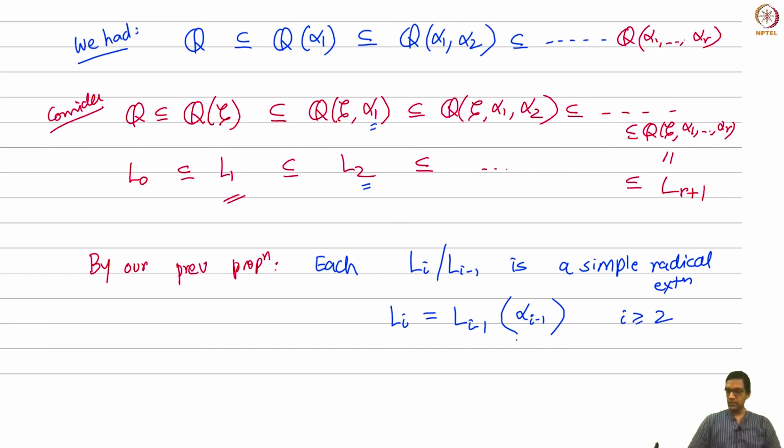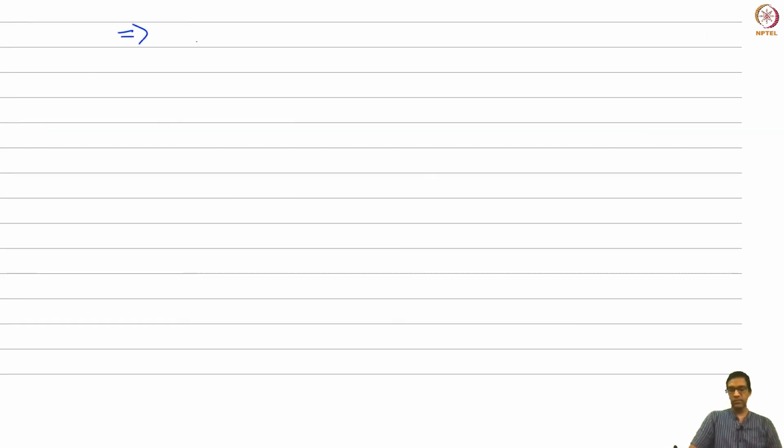Okay, now so what do I know? So this is a simple radical extension, and the base field, which is L_{i-1}, contains the n_{i-1}th roots of unity, which is what I need for my earlier proposition. Okay, so these hypotheses of our earlier proposition are satisfied. So we conclude from our previous proposition that Li over L_{i-1} is Galois with a cyclic Galois group. Okay, and cyclic is of course abelian.